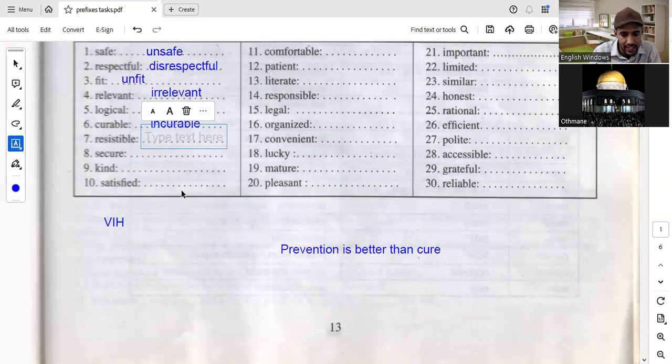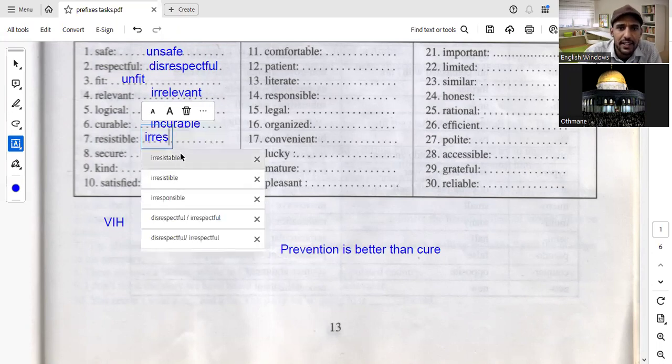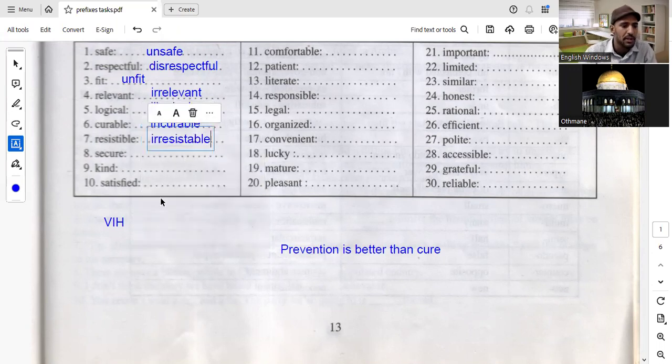Okay, resistible, you say irresistible. Very good. What does resistible, irresistible mean? Someone resistible is resistant and can support. Okay, great. Resistible, قادر على المقاومة, right? Irresistible, لا نستطيع مقاومته, right? And it can be used in a metaphoric meaning. ممكن نستعمله بطريقة مجازية.